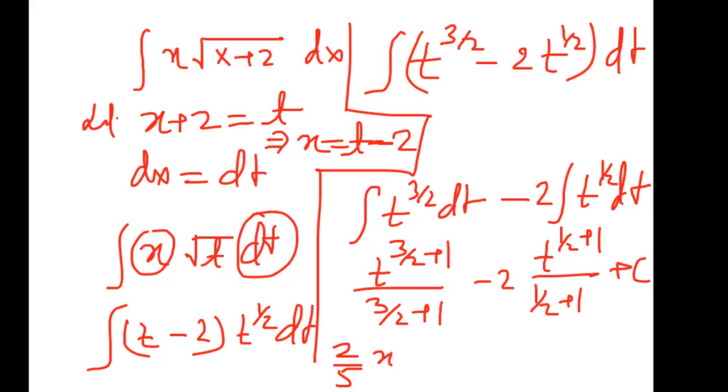Now what I could write: 2 by 5 t to power 5 by 2, t value I'm putting, x plus 2 to whole power 5 by 2, minus 4 by 3 t to power 3 by 2, t means x plus 2 to whole power 3 by 2, plus c. This will be the final answer.